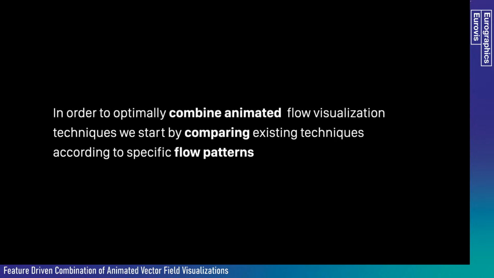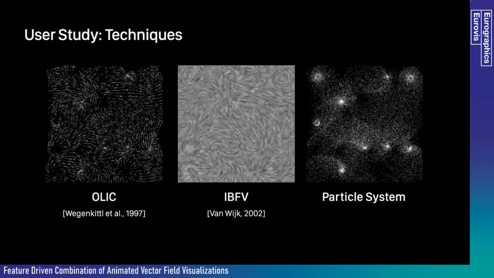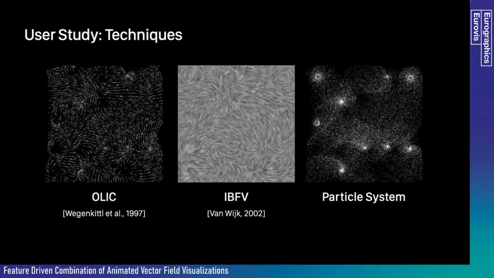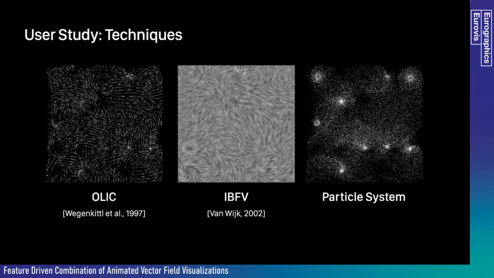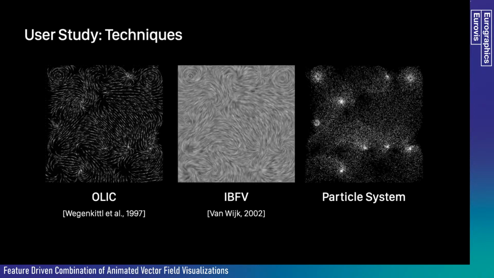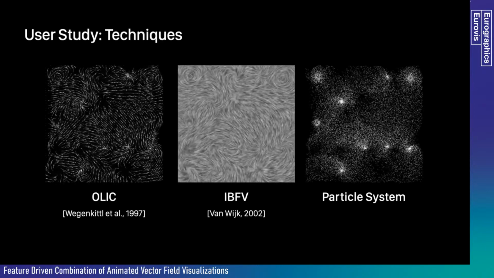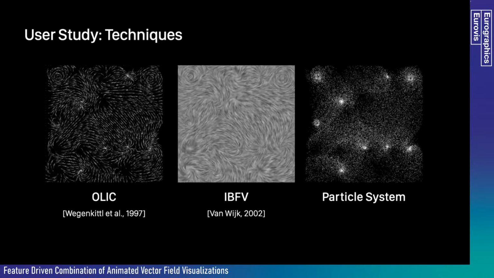We focus on animated techniques because there is evidence that they can be more efficient than static techniques for steady flow understanding. We focused on techniques that can encode flow direction, orientation, and speed, and that can be computed in real time. We settled on oriented line integral convolution, image-based flow visualization, and a particle system.